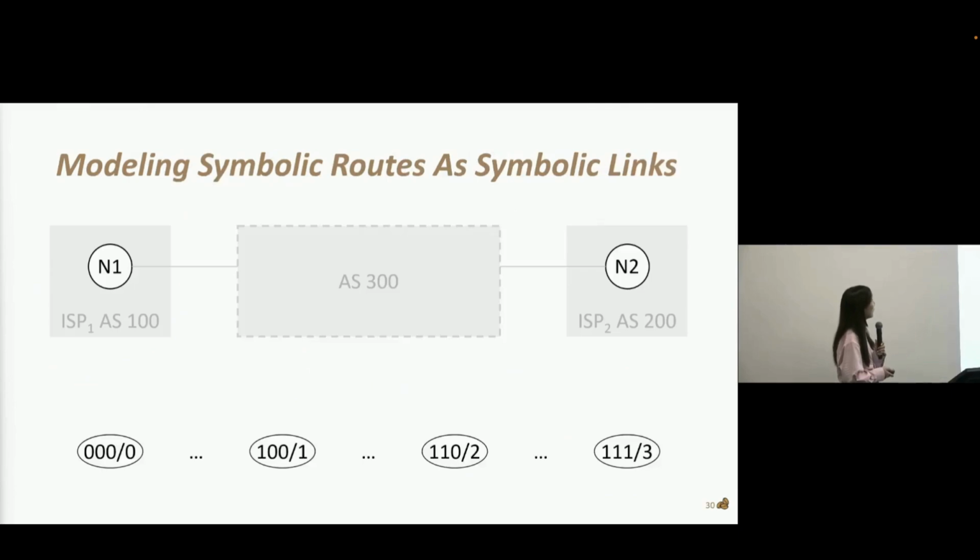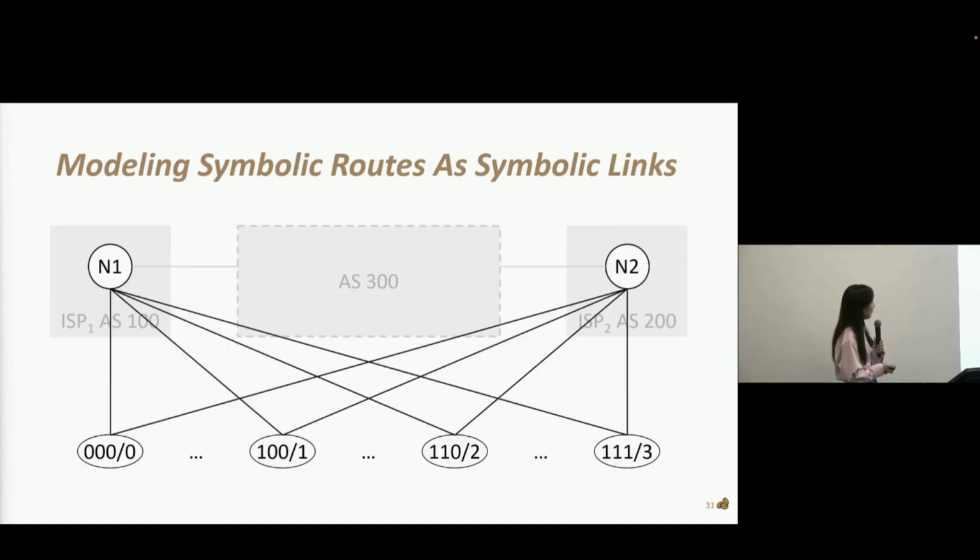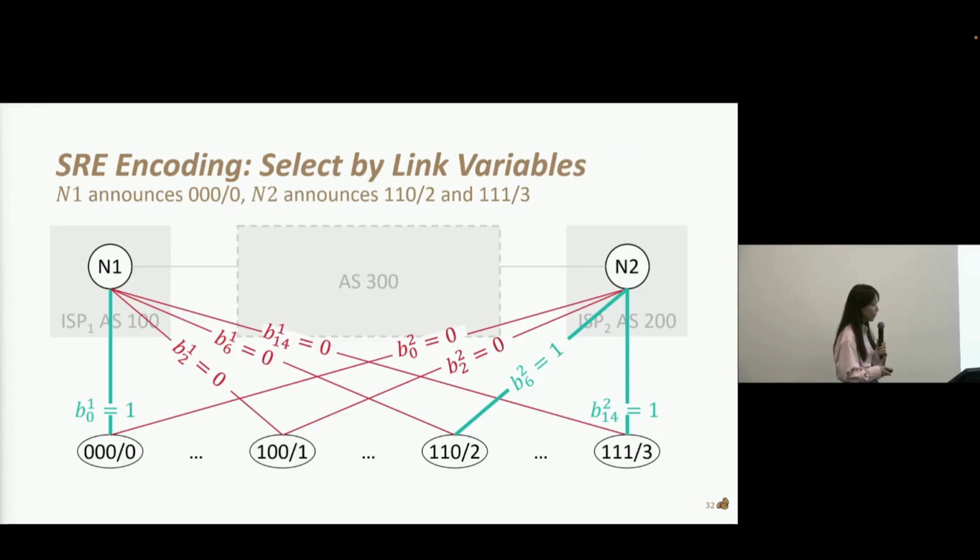equivalence classes. A straightforward extension to SRE to let it reason about external routes is to model symbolic routes as symbolic links. This way, we add dummy nodes for prefixes, and we add a link between each external neighbor node and each prefix node. This way, the up or down state of each link represents whether the advertiser announced the prefix or not. And following SRE's way, we assign one BDD variable for each link, and assigning 0 or 1 to the BDD variables indicates the advertiser advertised the prefix or not.